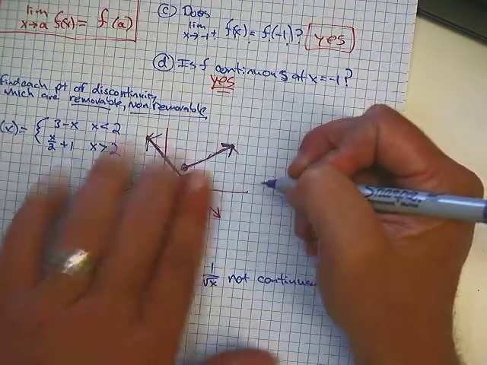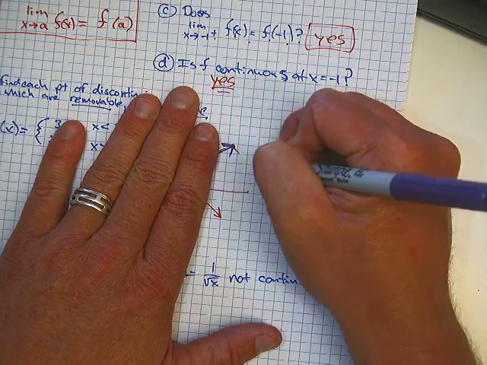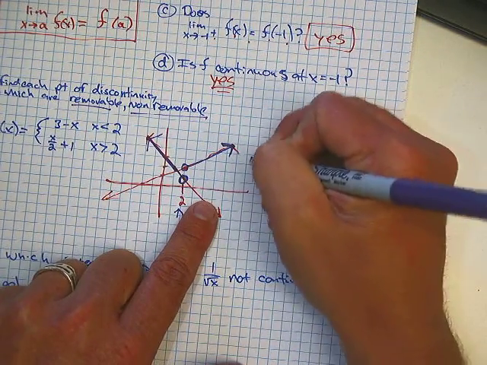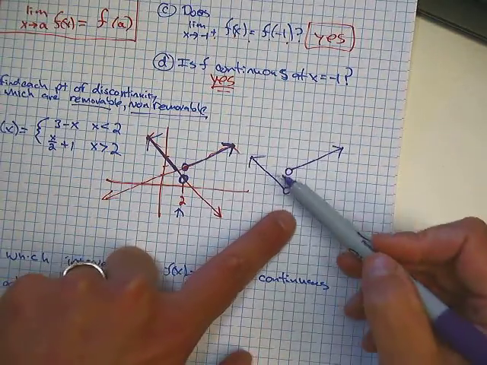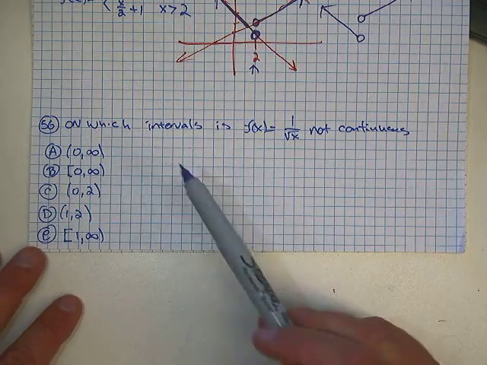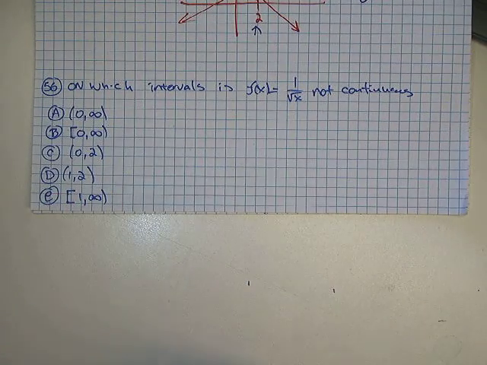If we looked at this graph, it's kind of hard to see. If we looked at this graph without the red in there, it would come down like that, and then it would go up like that. So anytime you have a jump discontinuity like that, that's going to give you a non-removable discontinuity.